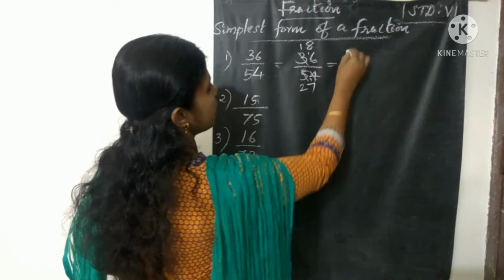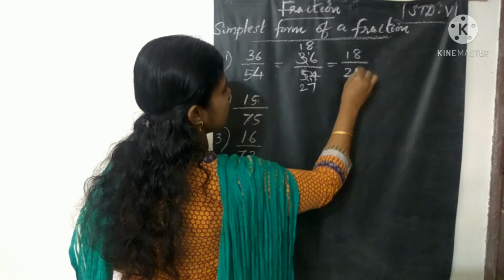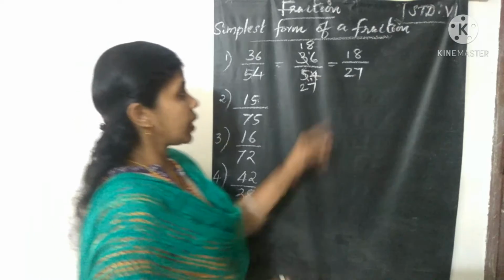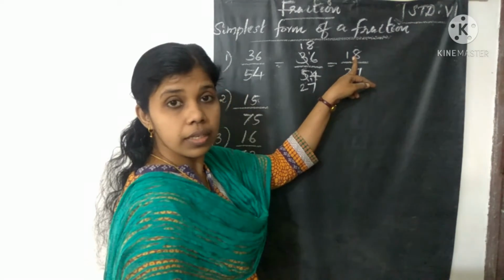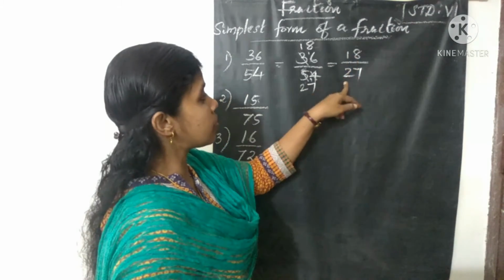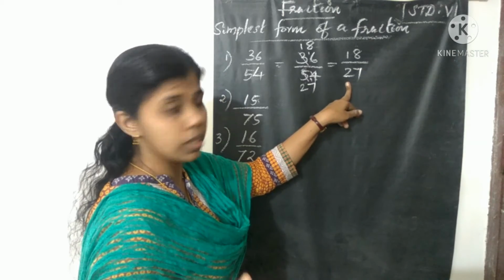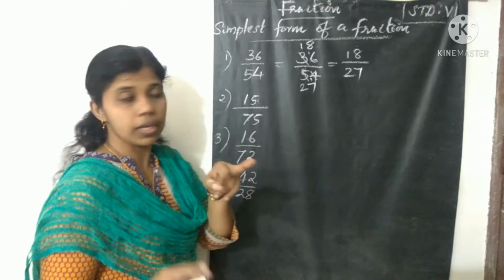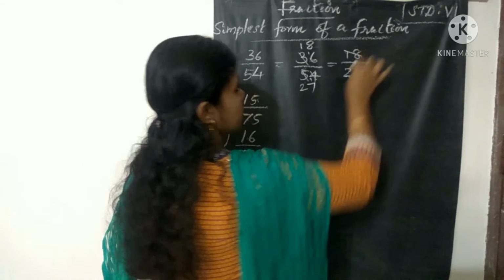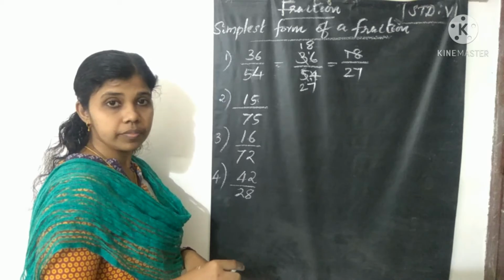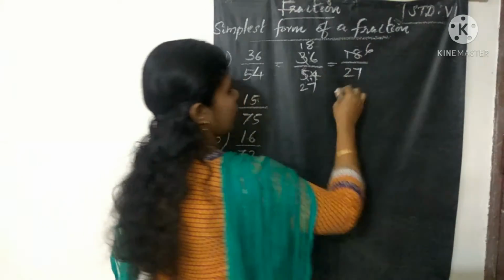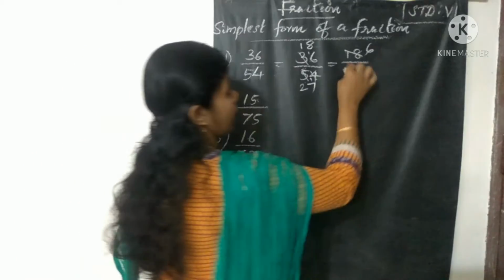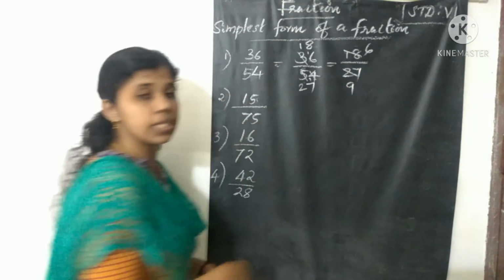Then we get 18 by 27. Next what? 18 is divisible by 2, but 27 is not divisible by 2. Here 18 and 27 are divisible by 3. So, how many 3's in 18? 6 times. Here 27 contains how many 3's? 9 times 3 is equal to 27.